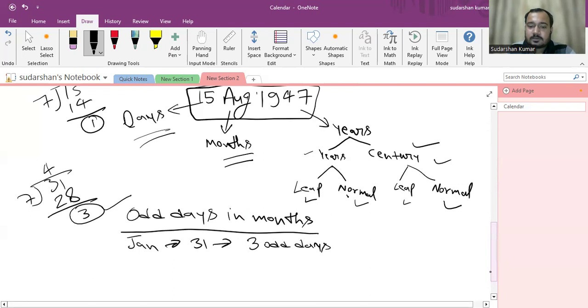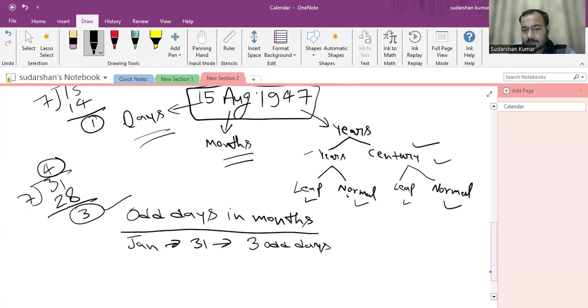3 odd days means in January month, every day of the week will occur 4 times. But there are 3 days of the week that will come 5 times in that month. So in any January, whether it is a leap year or normal year, there are 3 days that will repeat 5 times.